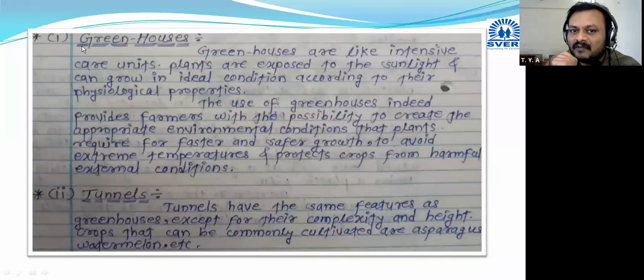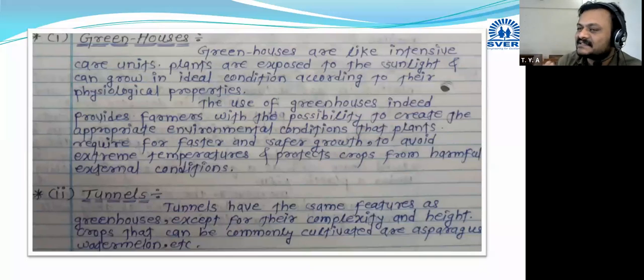Okay, with the help of these greenhouses, as you are providing the friendly environment for the growth of that crop, it will grow very rapidly, and good quality vegetables or fruits can be produced. As the environmental conditions are friendly, the necessary conditions for your crop production are there.